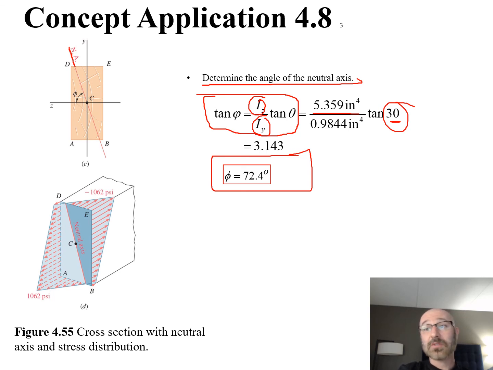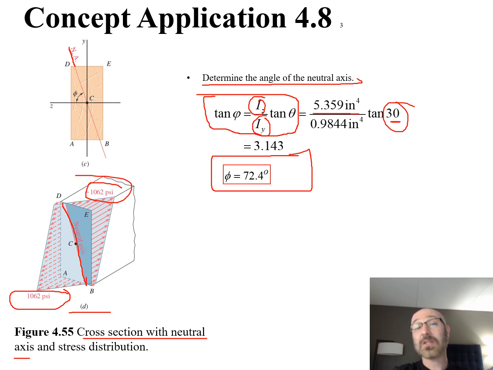72.4 degrees. And then down here in D, we can see we have the cross section with the neutral axis and our stress distribution right there. So there's our neutral axis right there, and we see our stress distribution as we come across this right here. Negative 1062 psi there, negative 1062 psi, or positive 1062 psi there.